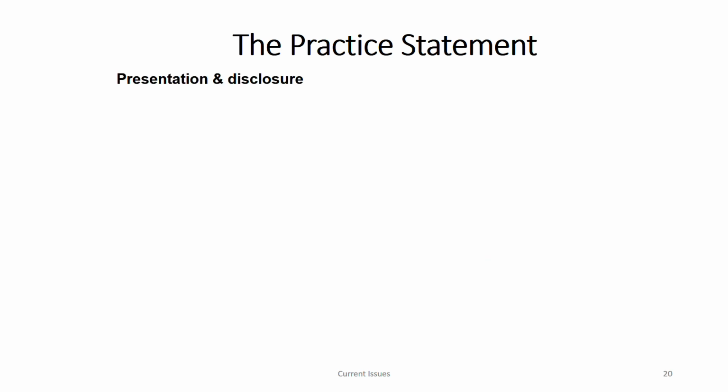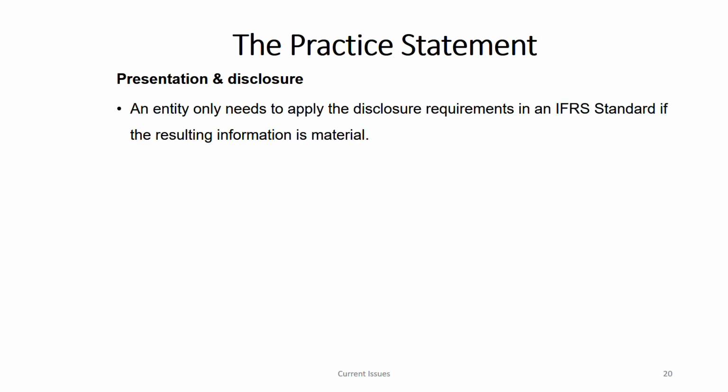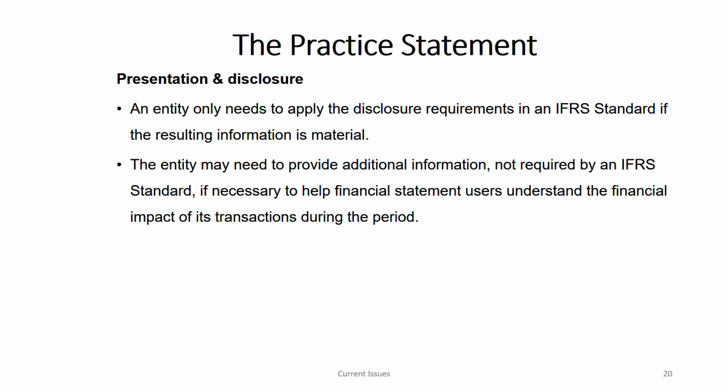Now let us move on to presentation and disclosure. So the recognition and measurement part is over. Presentation and disclosure: here also, it has to be material, then only you present. You don't present each and everything in an IFRS standard or an IAS standard, anything. IFRS standard does not mean only IFRS standard, it could be an IAS standard also. But remember, the entity sometimes needs to provide some additional information which is not required by an IFRS standard. Why do they need to provide that additional information? Because it is very necessary. Sometimes that additional information will help the financial statement user to make a decision.